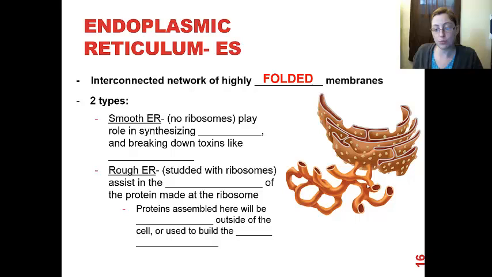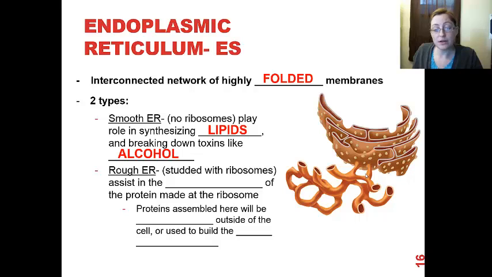It looks a little more branch-like. The part that's down here is called the smooth ER. It's smooth because it has no ribosomes, so it's got sort of a smooth surface. And that's going to help synthesize lipids, which is a fancy word for fats, and that's also going to help us break down certain toxins like alcohol.